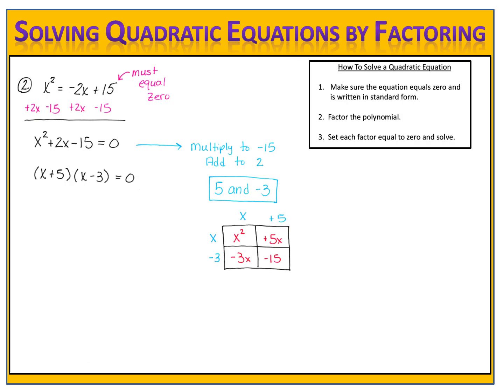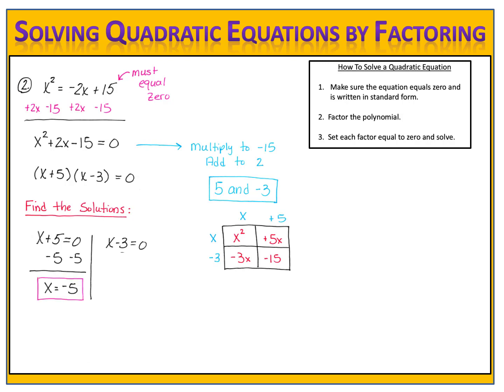Now that we have the factored form, we're ready to find the solutions. We take each of the factors, x plus 5, and set it equal to 0, and x minus 3, and set that equal to 0. On the first equation, we subtract 5 from each side, and we have x equals negative 5 as our first solution. In our second equation, we add 3 to each side, and we have x equals 3 as our solution.